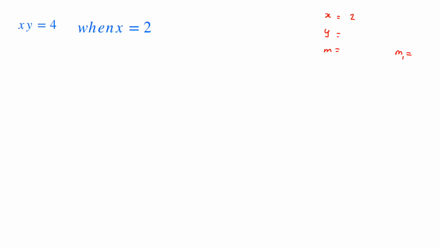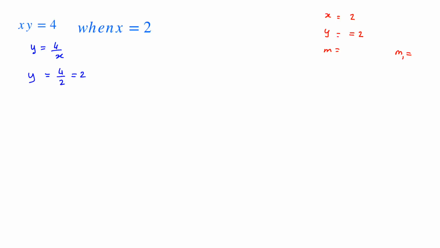When we are differentiating, we have to make y the subject. So this is x multiplied by y. When we move the x to the other side, it will be divided. It will go in the denominator. Now in place of x, substitute 2. And that is your y. So your y is also 2.